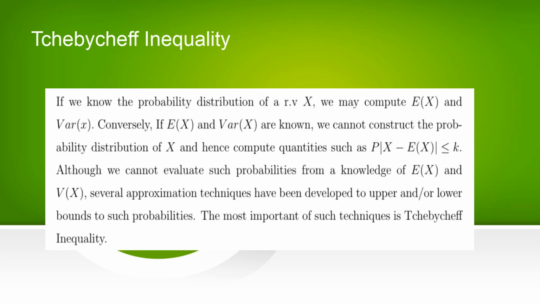Tchebycheff inequality. If we know the probability distribution of a random variable x, we may compute E of x and variance of x. Conversely, if E of x and variance of x are known, we cannot construct the probability distribution of x and hence compute quantities such as P of modulus of x minus E of x less than or equal to k.